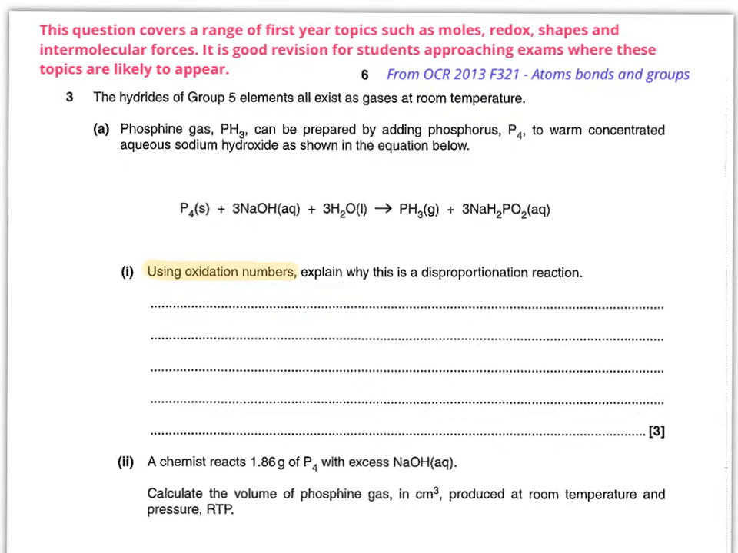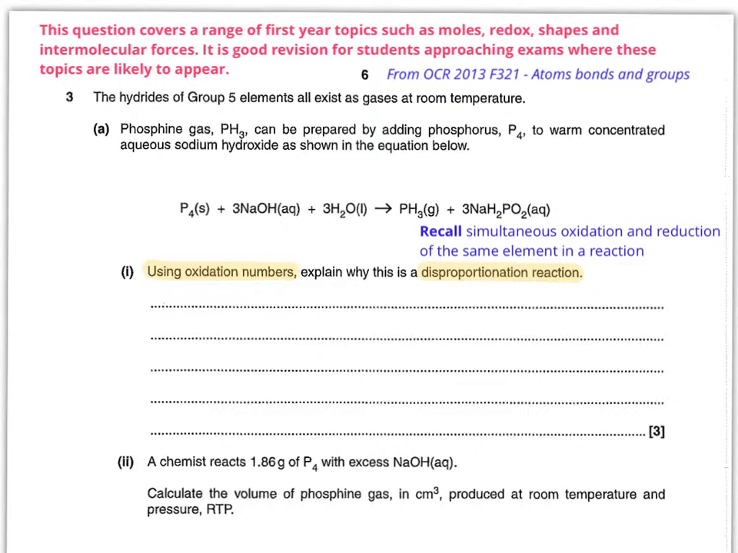In the first question, it tells you about a reaction between phosphorus and sodium hydroxide that you might not have come across before. The first part of the question asks you to use oxidation numbers to explain why this is a disproportionation reaction.